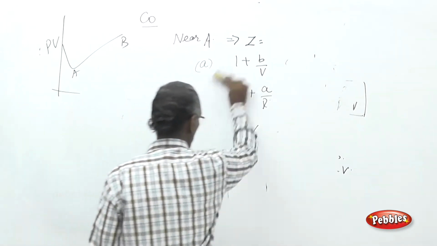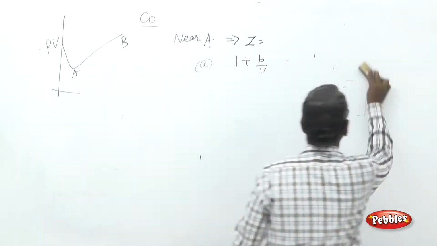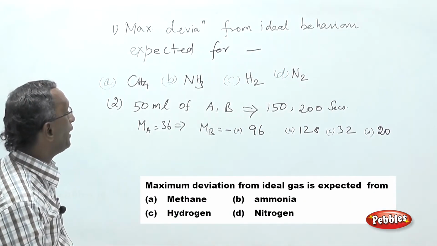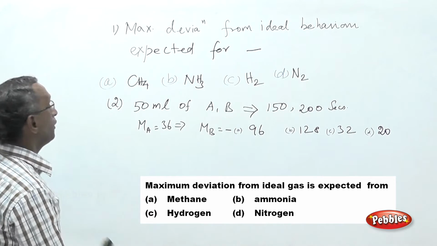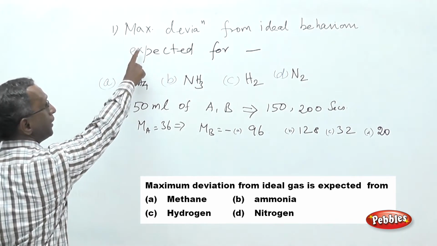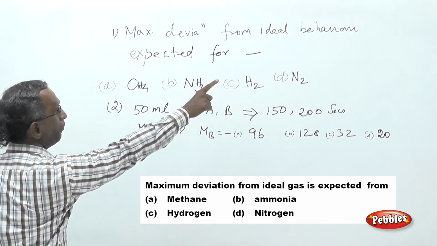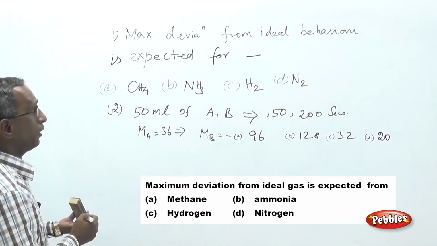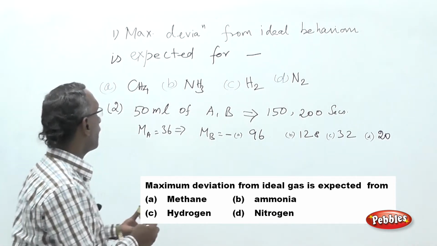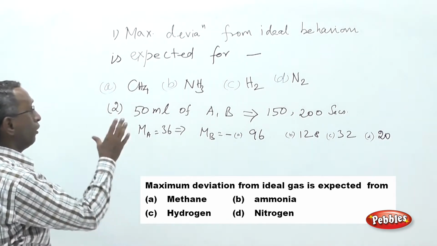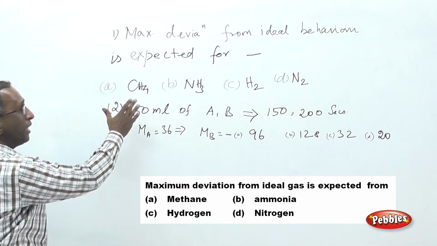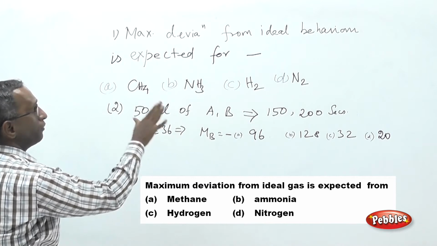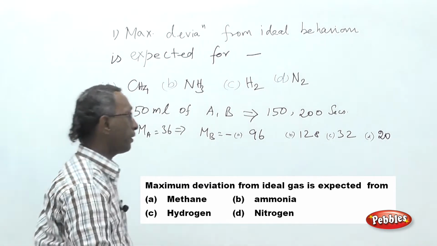Here it is isotherm. This question is based on the comparison of ideal behavior of different gases. So the question reads: maximum deviation from ideal behavior is expected for dash. The question is written in a condensed manner. Actually, the question is: which of the following gases shows maximum deviation from the ideal behavior?